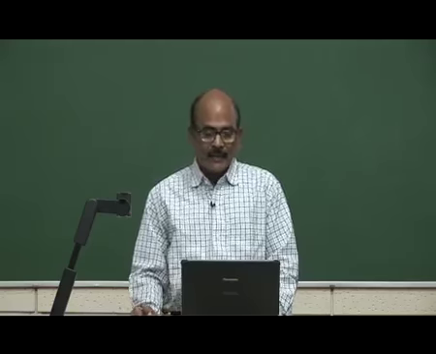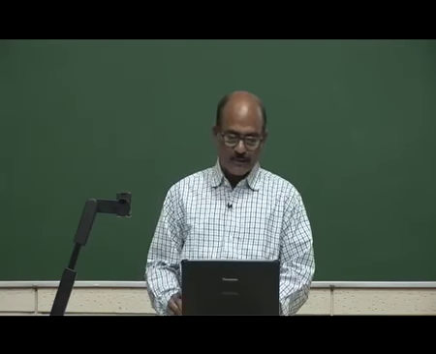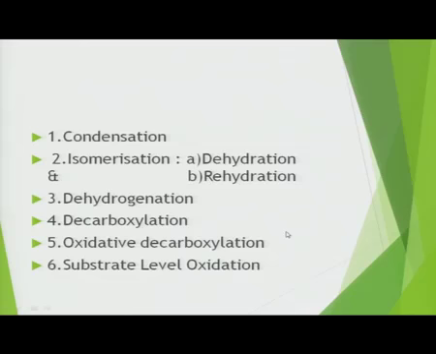The Krebs cycle, the first step, is called condensation, which I have already discussed. In the condensation process, the acetyl coenzyme combines with the oxaloacetic acid and forms citric acid. Now, the second process is called isomerization. In this isomerization, two processes are involved, called dehydration and rehydration. In the dehydration process, there is the removal of water, and in the rehydration process, there is the addition of water.